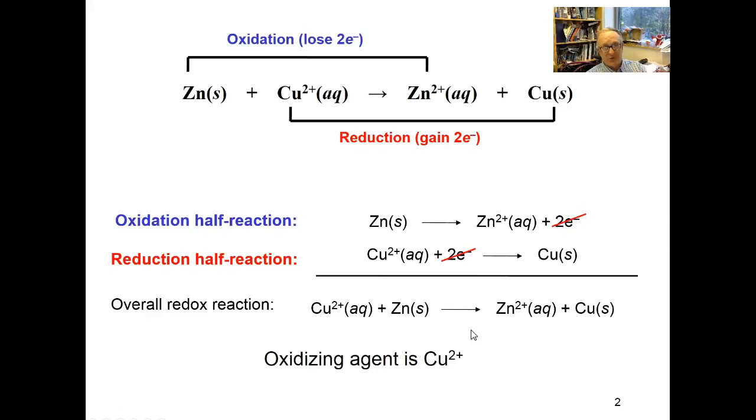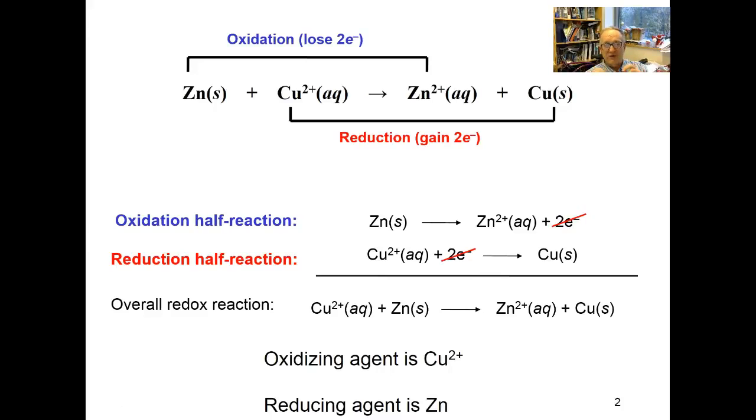Now comes the confusing part for many students: oxidizing agents and reducing agents. The oxidizing agent causes the other entity to be oxidized. It is the thing that's actually undergoing a reduction. So copper 2+ ion is the oxidizing agent because it's making the zinc solid become oxidized. The reducing agent is zinc, or zinc solid, in that it's causing the copper to be reduced.